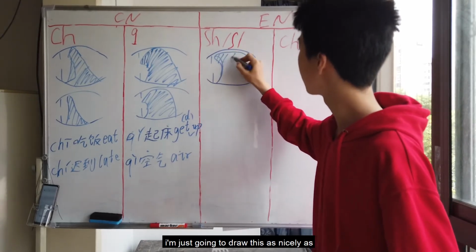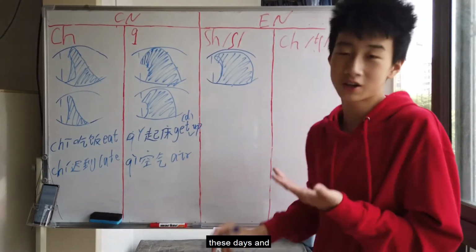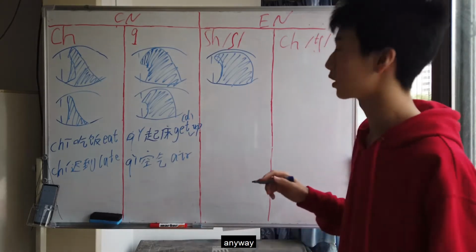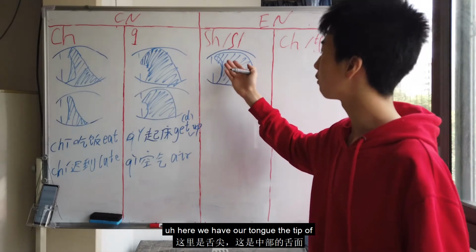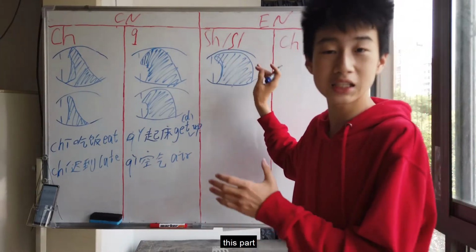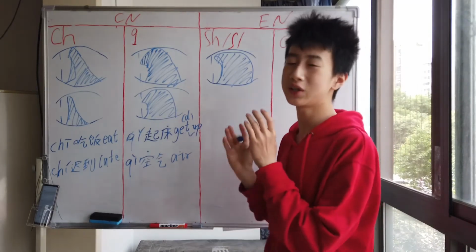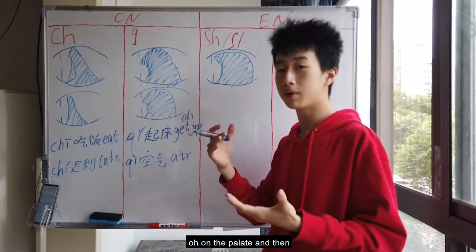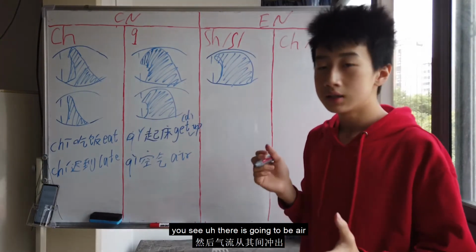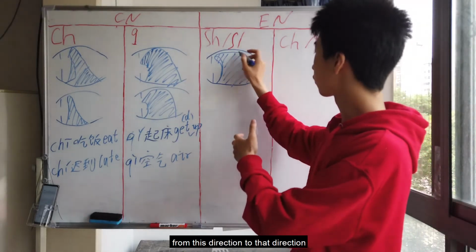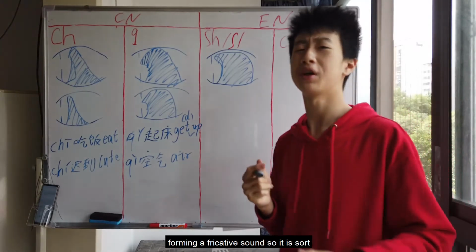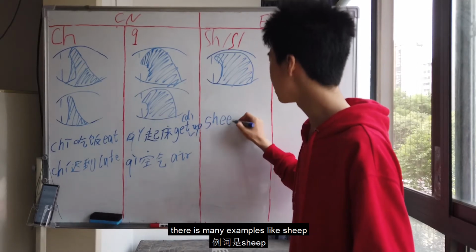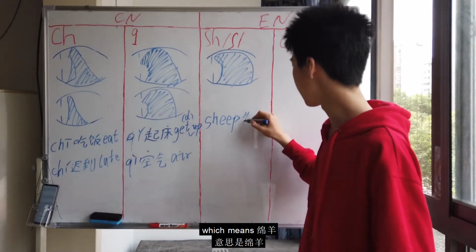Now, I'm just going to draw this as nicely as I can, but I'm just learning art these days, and to be honest, this pen isn't the best material to work with. But anyway, here we have our tongue, the tip of our tongue to the middle of our tongue. This part there is going to get in very close proximity to the palate, and then you see there is going to be air rushing from this direction to that direction, forming a fricative sound. So it is sort of like a fricative, and there are many examples like sheep, which means 绵羊.